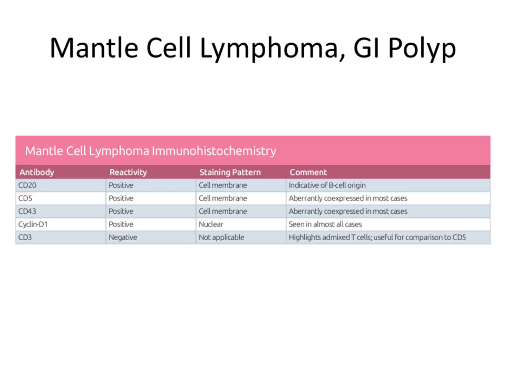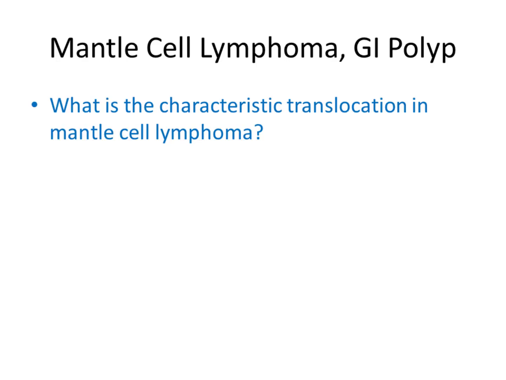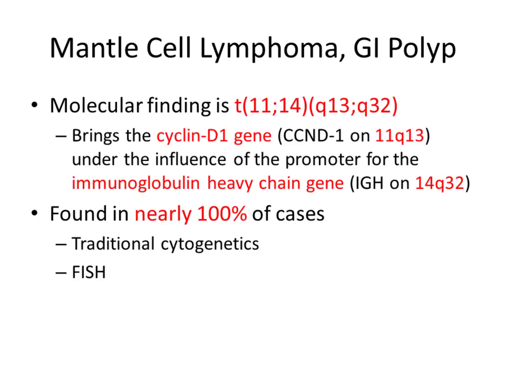To summarize, mantle cell lymphoma expresses B-cell markers such as CD20 and CD79A. These tumors co-express CD5 and cyclin D1. Aberrant expression of CD43 is also found in most cases. Now for a question. What is the characteristic translocation found in mantle cell lymphoma? The characteristic translocation involves chromosomes 11 and 14.